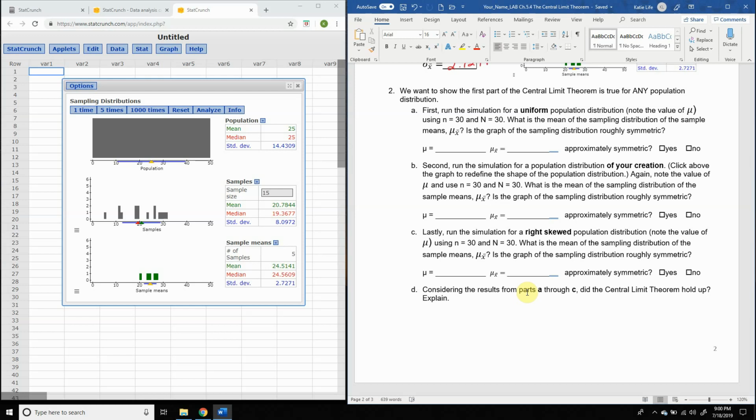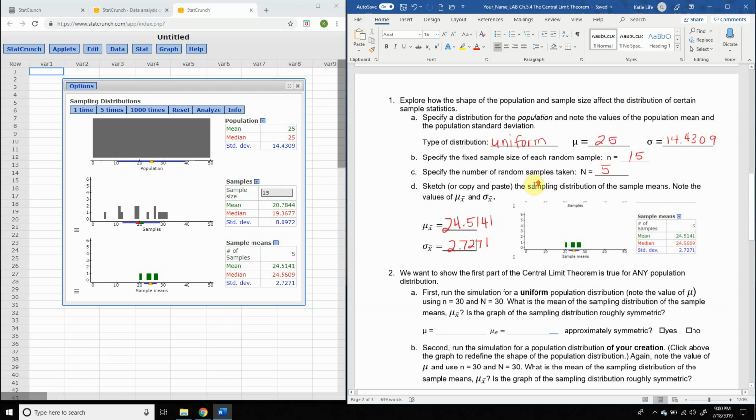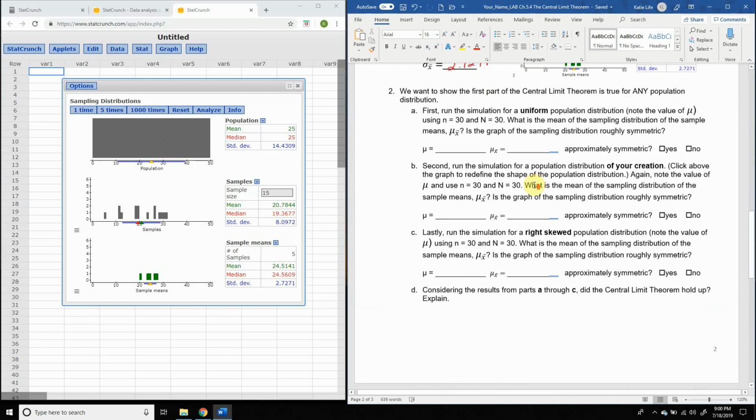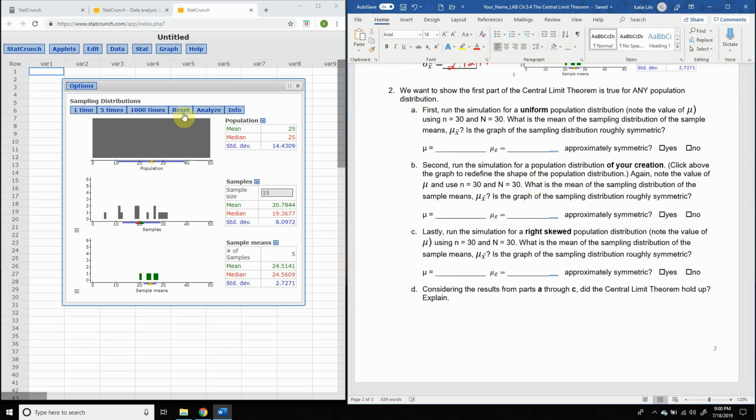So we kind of want to test that using this applet just to see if the central limit theorem kind of holds water with a simulator like this. So part A wants us to run it for a uniform distribution, which is what we have, from our experiment in number 1. So let's go ahead and reset here. First running the simulation for a uniform population.